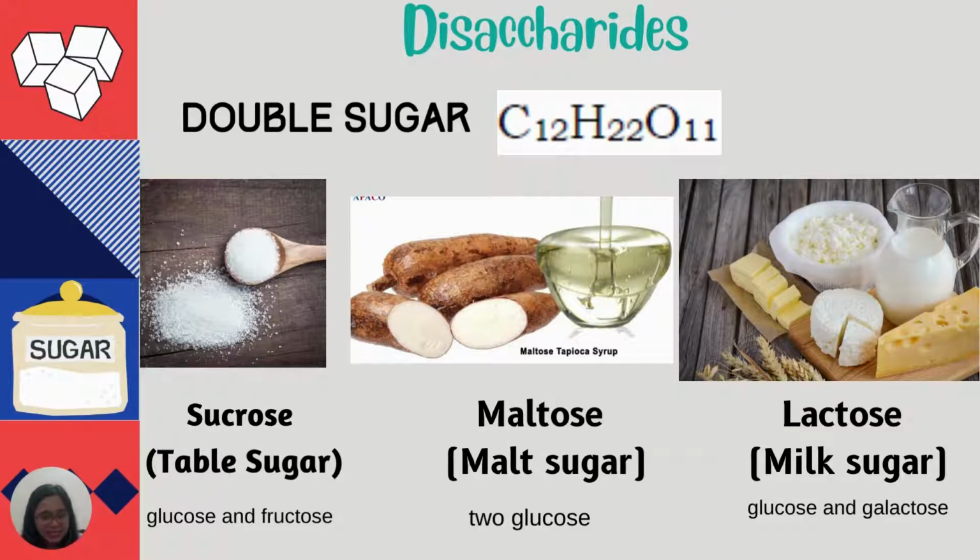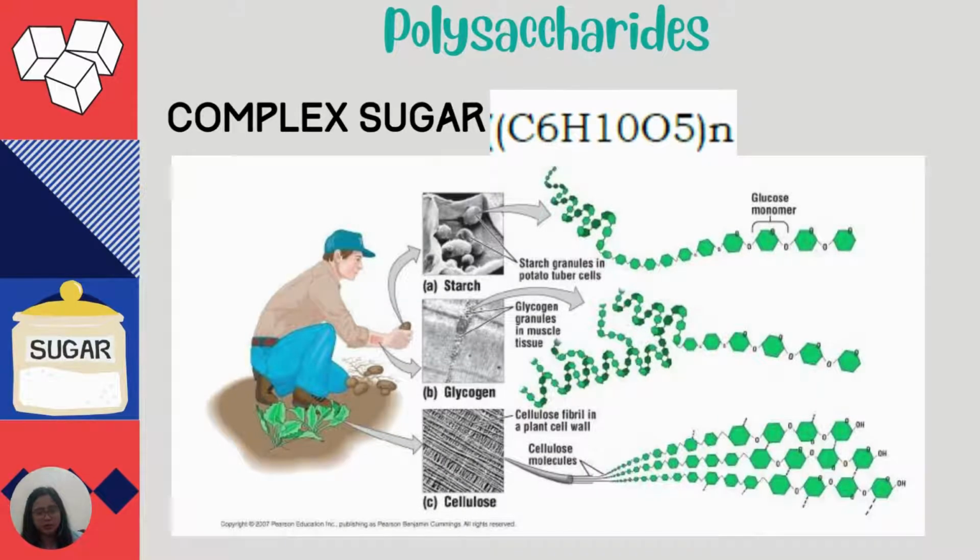And then, last, we have the polysaccharides. The basic formula for polysaccharides is C6H10O5, and then we have the letter n. Kasi nga, it is composed of many monosaccharides, chains or branches of monosaccharides. So, yung letter n dyan refers to the number of monosaccharides present. So, pwede siya maging 10, pwede siya maging 5, pwede siya maging 11, 20, so on and so forth.